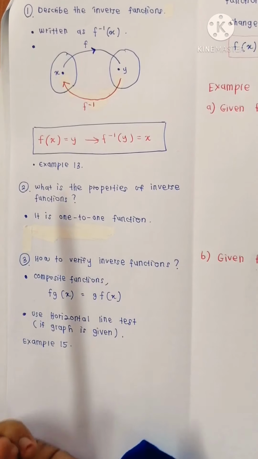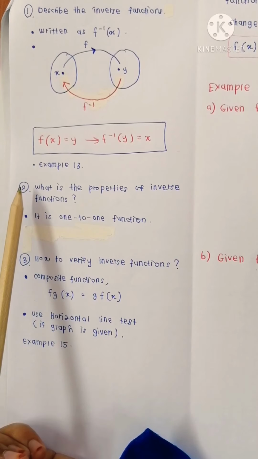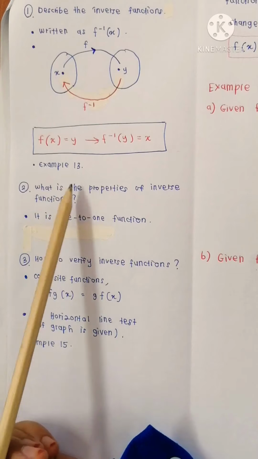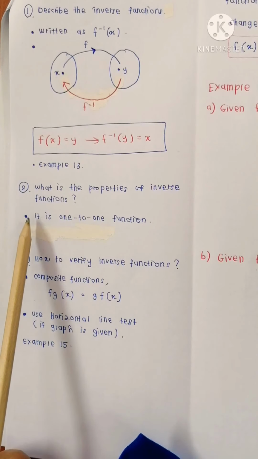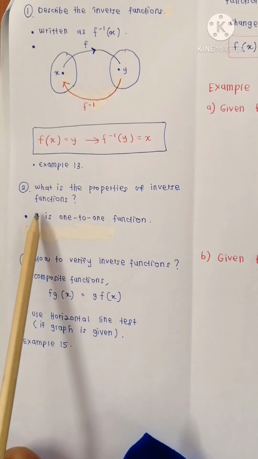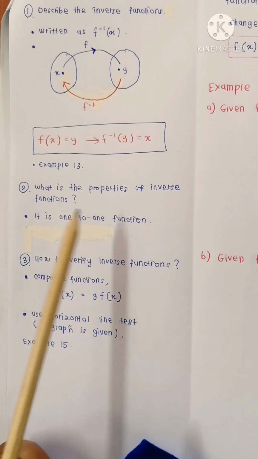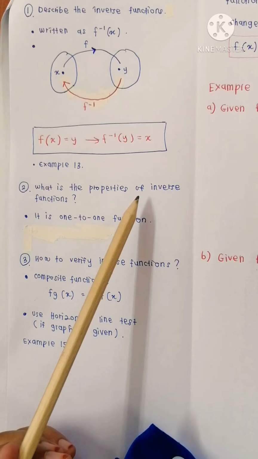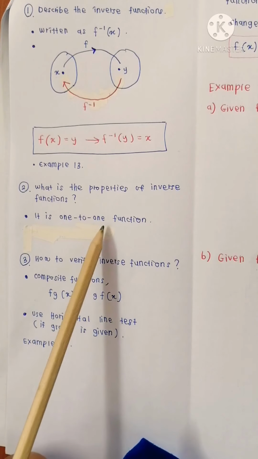Now let's proceed to lesson number 2 for subtopic 1.3. Lesson number 2 is the properties of the inverse function. This is the main important property of the inverse function: it is a one-to-one function. So remember, the inverse function is a one-to-one function.